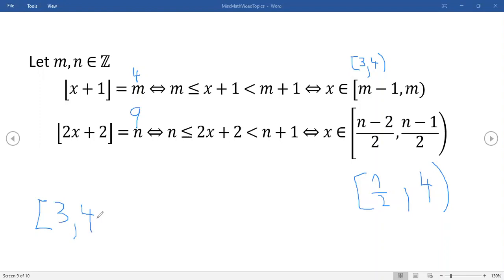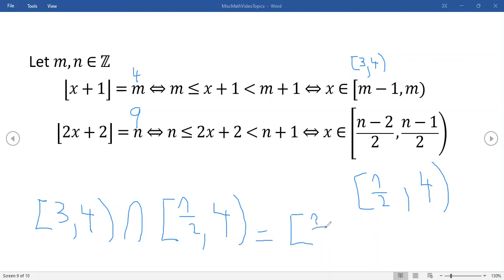And we're going to intersect that with this set, 7/2, 4. Okay. And of course, these two sets overlap, 7/2 being a bigger number than 3. The intersection of these two sets is closed 7/2. It's containment, really, right? So you have closed 7/2, open 4 as the solution to the original equation.